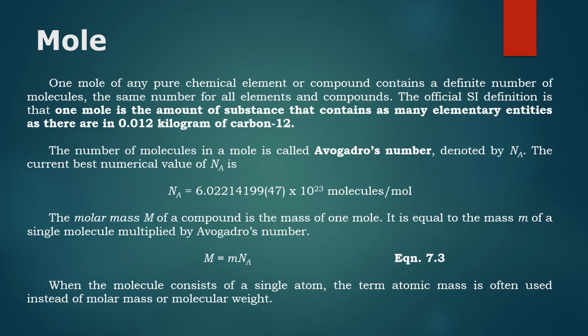The molar mass of a compound is the mass of one mole. It is equal to the mass m of a single molecule multiplied by Avogadro's number. That is, the molar mass is equal to the mass times Avogadro's number N_A. When the molecule consists of a single atom, the term atomic mass is often used instead of molar mass or molecular weight.